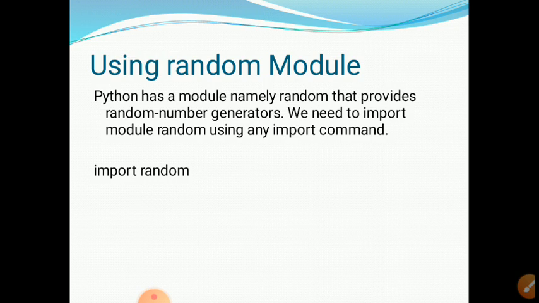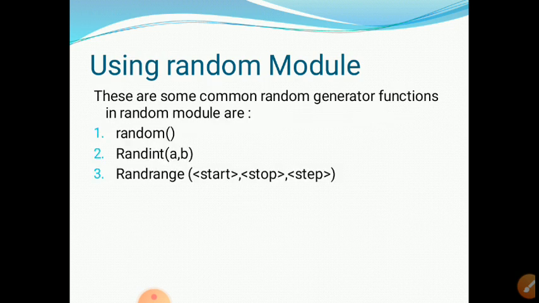To use a random number generator in your Python programming, you first need to import random using the import command. So if we want to access the random functions in our Python programming, we need to import it. So our first line of code is import random. Now next, inside the random library, the most used functions are random, randint, and randrange. All the functions should start with a small letter.